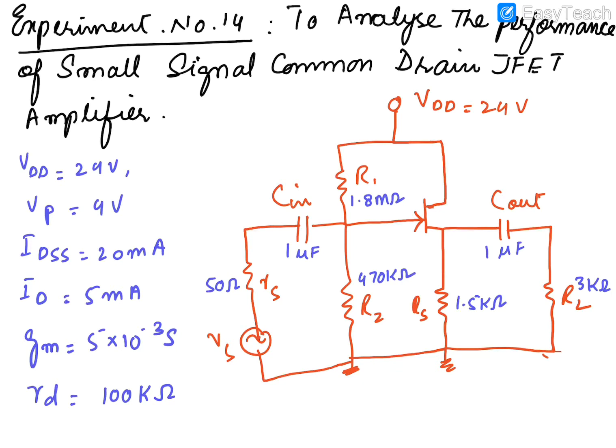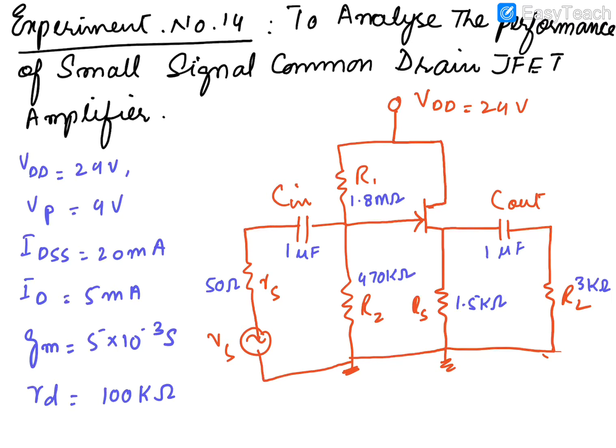Today we have to implement experiment number 14, which is basically related to analyzing the performance of a small signal common drain JFET amplifier. Previously we have done the common source amplifier, which was self bias. Now today we have to implement the common drain configuration of JFET.